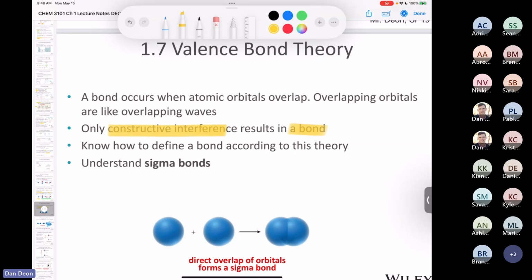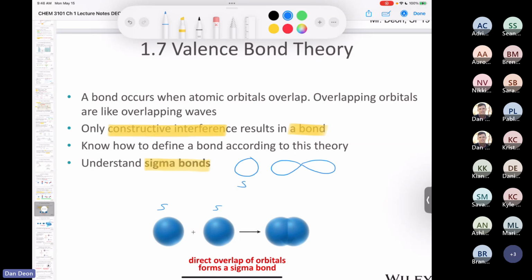And you should understand what a sigma bond is. A sigma bond is formed by the direct overlapping of two s orbitals, or the head-to-head overlapping of two p orbitals, or an s and a p orbital overlapping. So here we have an s orbital. This orbital is an s orbital, and this is an s. So we have them overlapping. But again, like I said, you could have an s orbital overlapping with a p, like this.